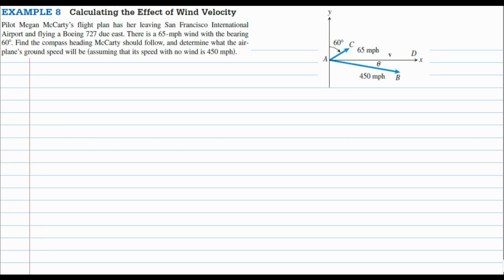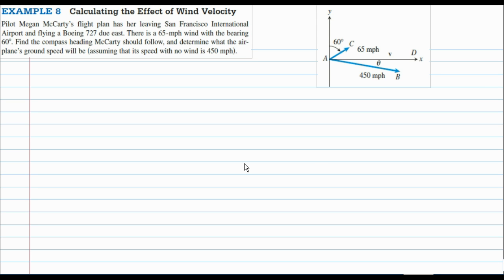Attention all passengers, this is the screencast for Section 6.1, Example 8. Our flight plan was to leave San Francisco International Airport, headed due east. However, there's a 65-mile-an-hour wind with a bearing of 60 degrees. We're going to find the compass heading that we should follow and determine our ground speed, and get to our destination on time. Thank you, and have a nice flight.